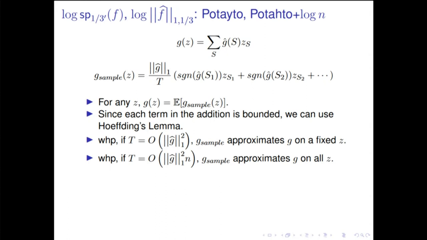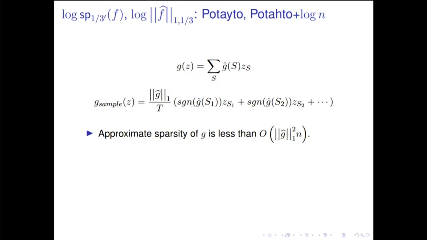And this sampled polynomial actually has small sparsity. It has sparsity at most the number of samples. So we have this result that the approximate sparsity of g is related to the spectral norm of g. And therefore, the approximate sparsity of f is related to the approximate spectral norm of f. Okay, it's a bit of a messy slide, so I don't want to keep it up for long.